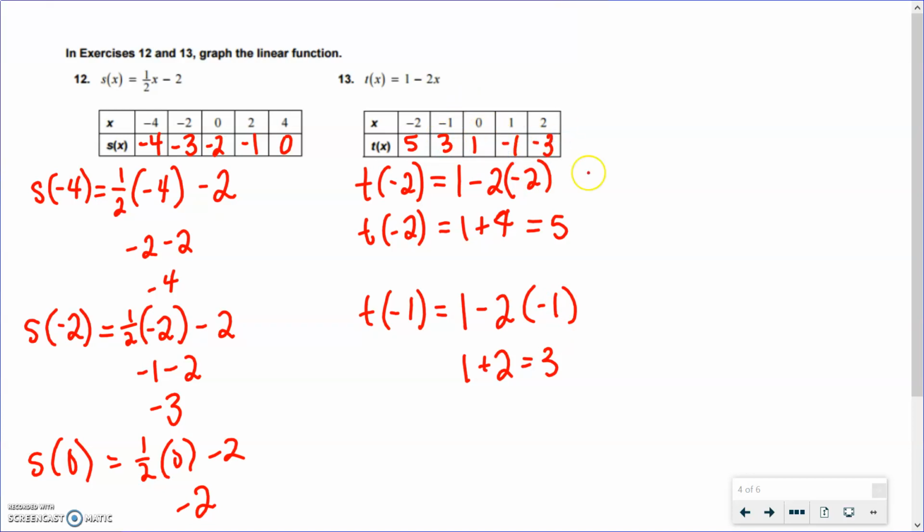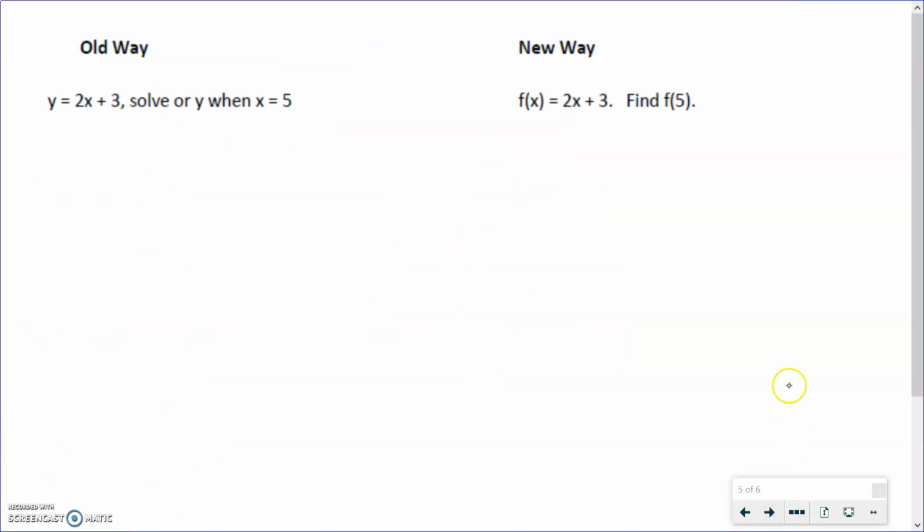If you want, you can go through these steps the whole time to fill in the whole table, but if you notice the pattern and it's a linear equation, you can just fill in the rest of those because it says it's a linear function. Okay, so again, the old way and the new way really don't mean a whole lot different.